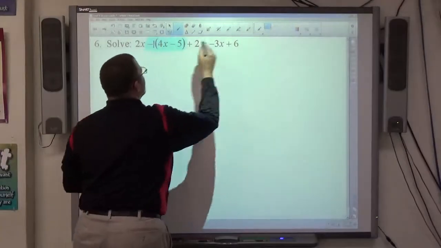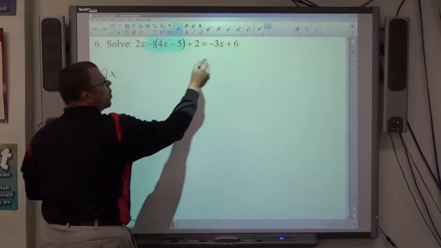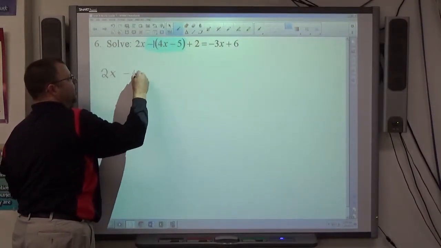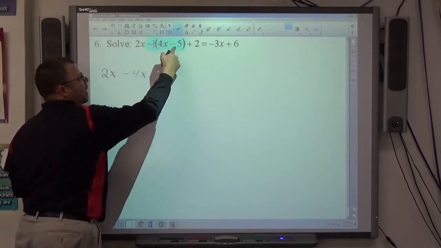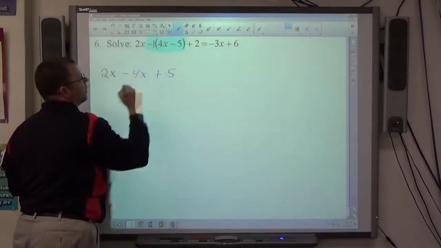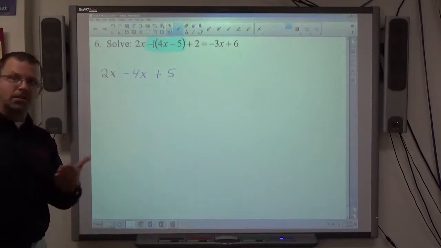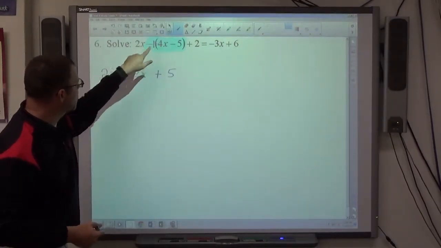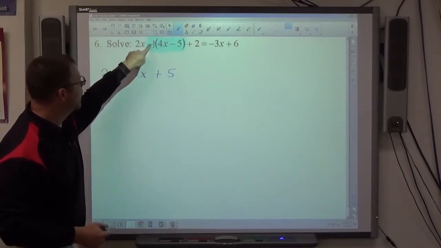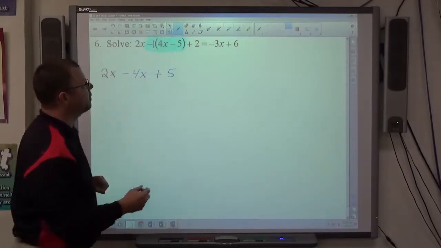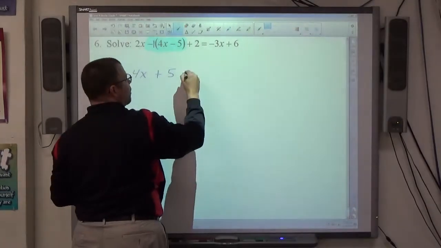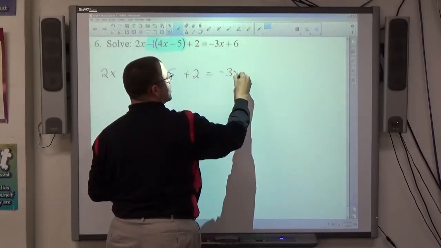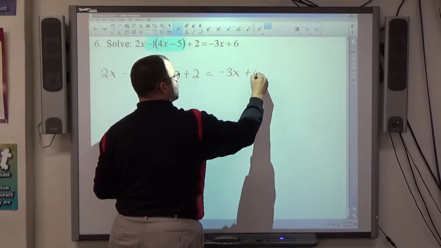So the 2x is going to stay 2x. What I'm going to get out of this highlighted part is going to be negative 1 times 4x, which makes minus 4x, and negative 1 times negative 5, which makes positive 5. So you get these signs, positive or negative, that translates to minus or plus. So negative times positive makes a negative, so minus 4x. Negative times negative makes a positive, so plus 5. Everything else in the equation stays the same also. So plus 2 is still plus 2, equals still equal, minus 3x still minus 3x, plus 6 still plus 6.